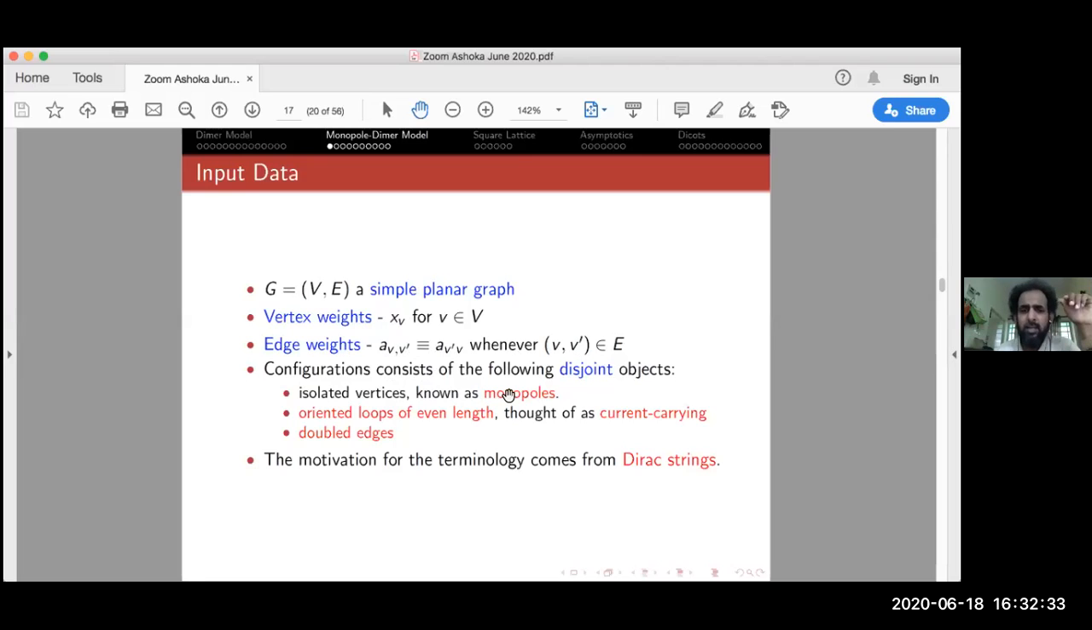So I either have isolated vertices, which I'll call monopoles, I have oriented loops of even length, or I have doubled edges. These last two are exactly the same as the dimer model. And the reason for calling these monopoles is something I'll explain in a second. It has to do with the notion of Dirac strings. Dirac had this beautiful idea that if there is a single magnetic monopole in the universe, that would explain why charge is quantized, why we have charges in multiples of the fundamental constant.